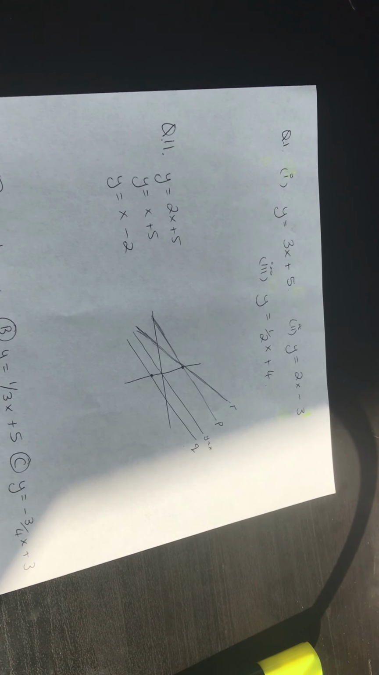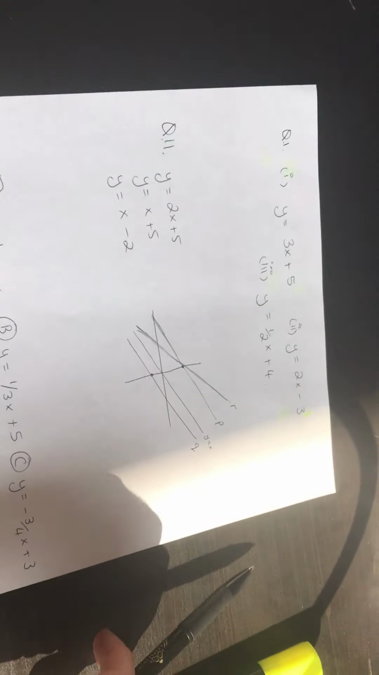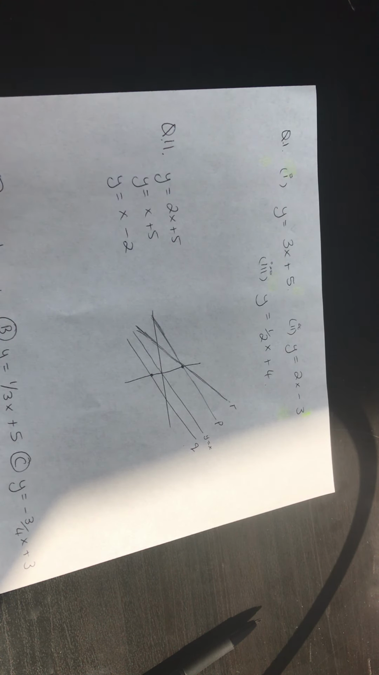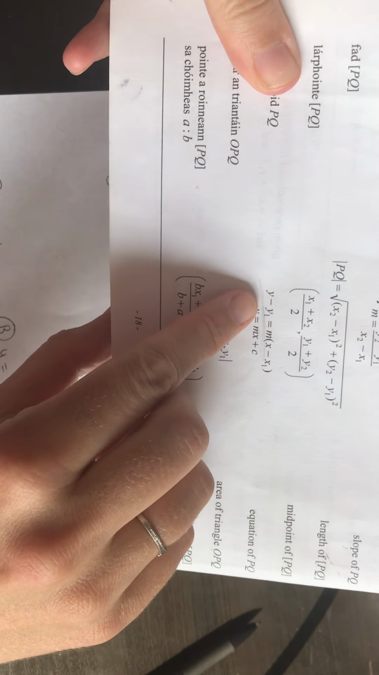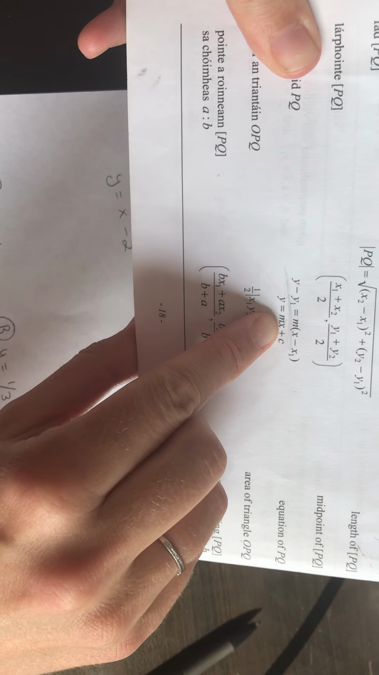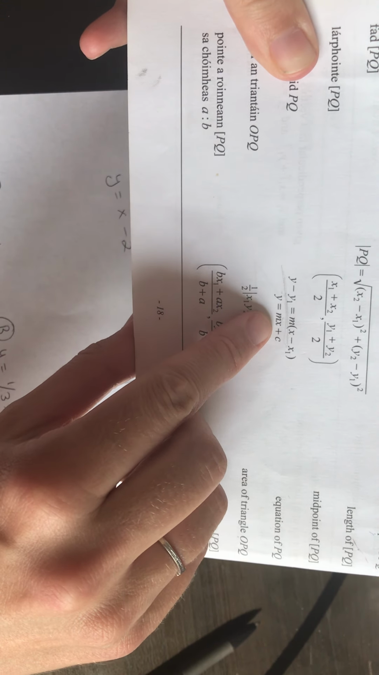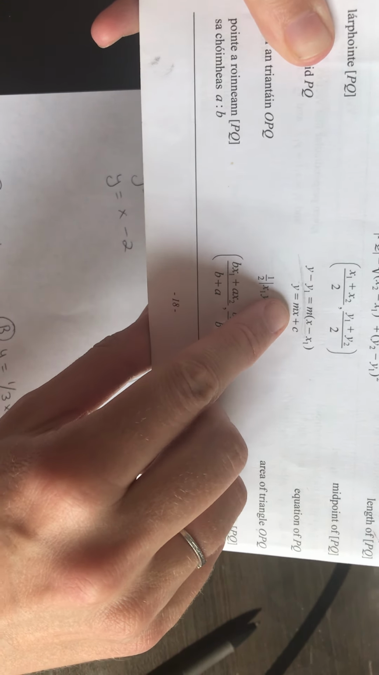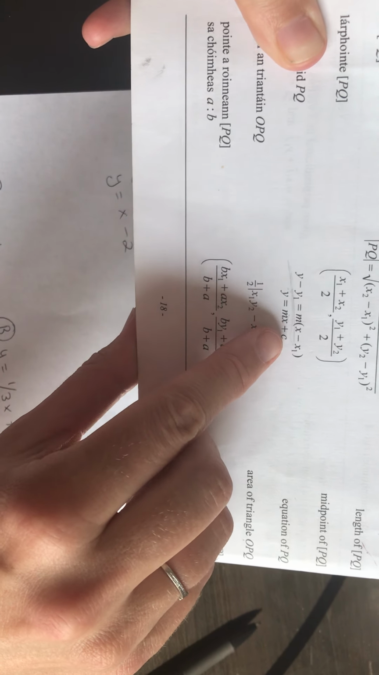I'm going through in this video the solutions to the questions that you were looking at yesterday. Question 1, they wanted you to find the slope of each of these lines. You are welcome to go the long way, but what I notice is that if I look at my tables here, when the y is isolated, the slope will be in front of the x.